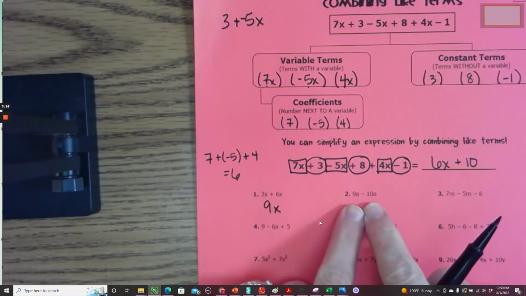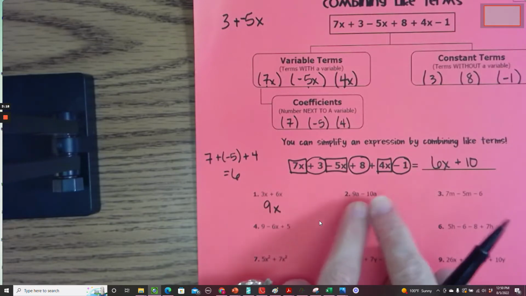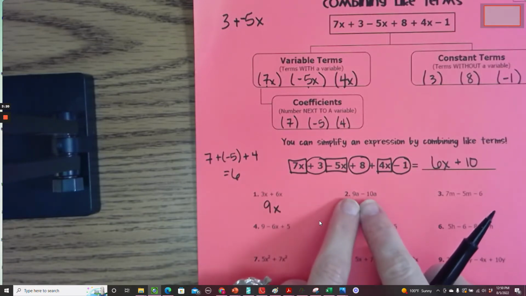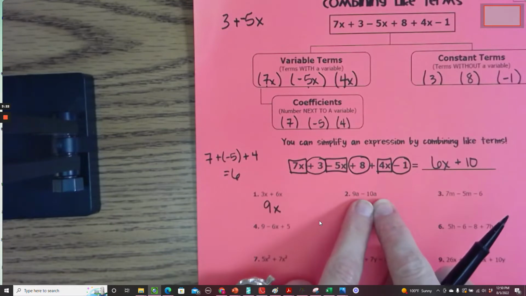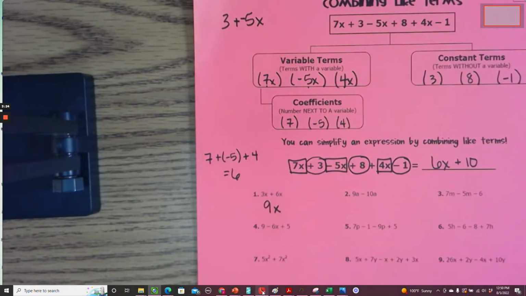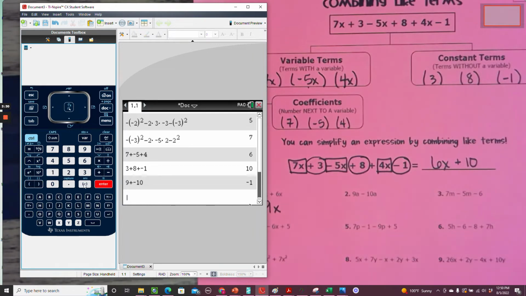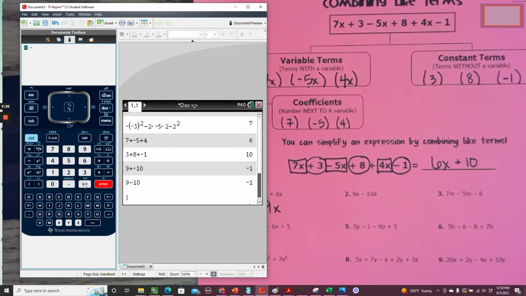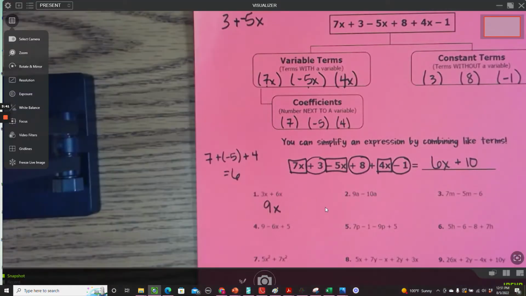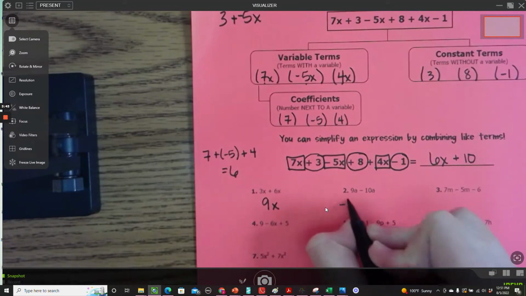Here I've got 9a minus 10a. The letters are the same, so I've got 9 and a negative 10. There are two ways that you can do this. You can do 9 plus a negative 10, but since we just have two terms, I could also do 9 minus 10. They're both the same. Again, this shows you that subtraction and adding a line, changing the sign, gives you the same answer. So here I get a negative 1. So this would be a negative 1a.